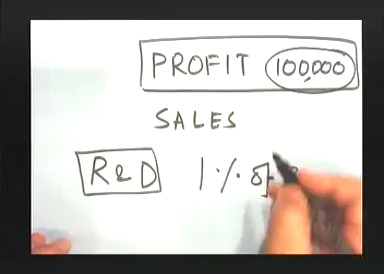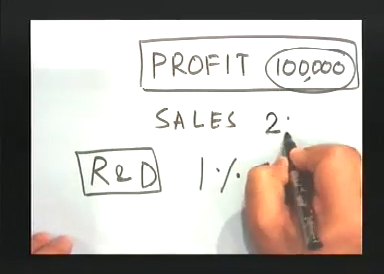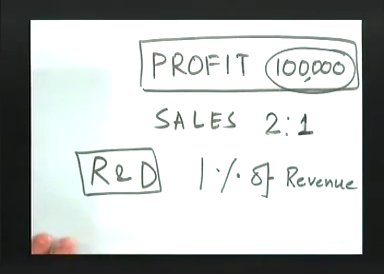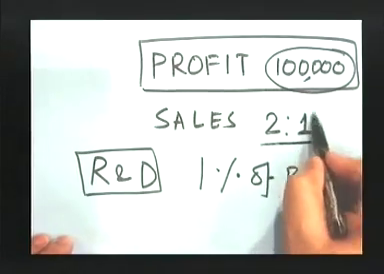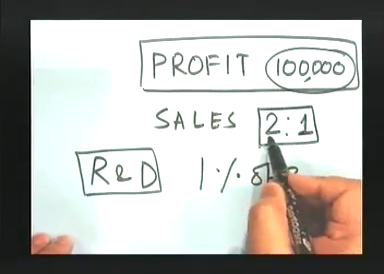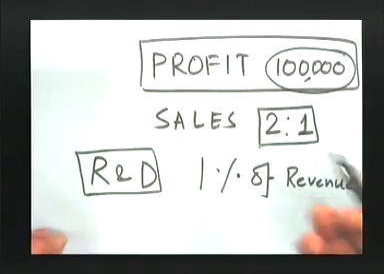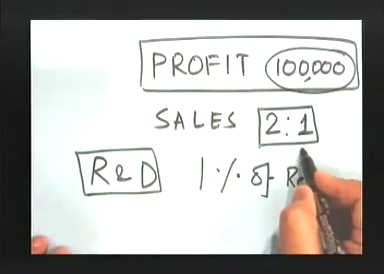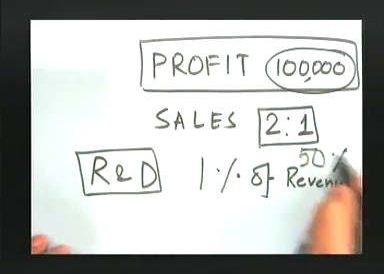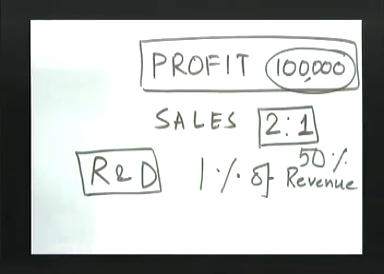Now, ratios could also be represented in a manner like this, 2:1. For example, the profit to sales ratio is 2:1, or it could be 50%. So, ratios we express either in terms of percentage or in statements such as 2:1, 1.5:1, 3:2, something like this.